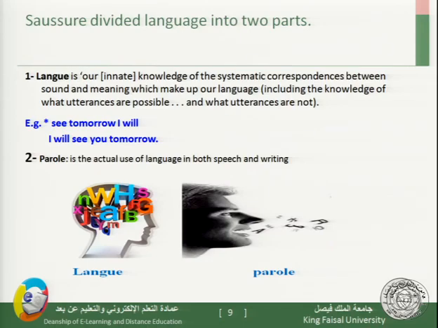So the main idea is that according to Saussure, language can be divided into two parts, competence and performance, or as the terms in French are, langue and parole.